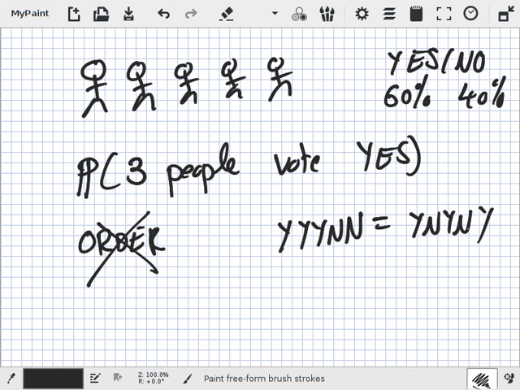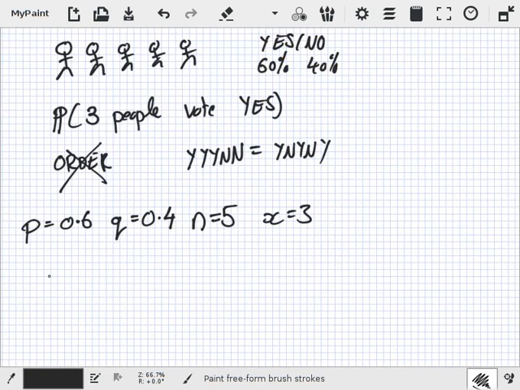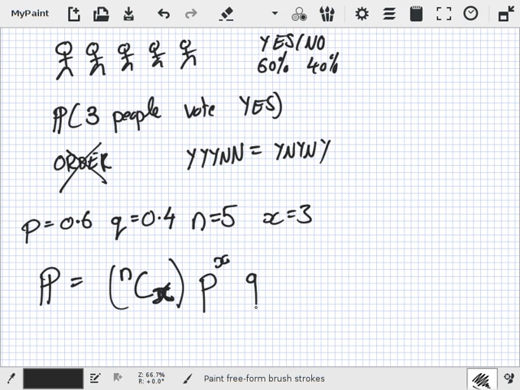Okay, so do we have the idea so far? So there is a way to calculate this. First, you have to say what the P is. So each one of these people, it's 60%. And the Q means no, and that is 40%. The N is how many people we have, which is 5, and the X is how many vote yes, 3. And there's a formula to calculate the probability: nCx times p to the x times q to the n minus x.